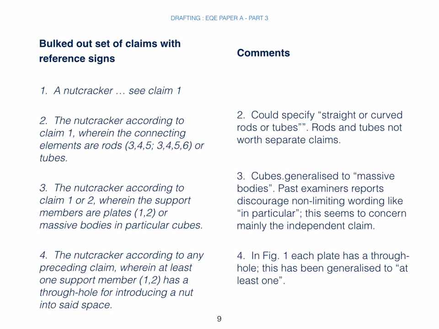We go to claim 3, which reads, the Nutcracker according to claim 1 or 2, wherein the support members are plates 1, 2, or massive bodies, in particular cubes. Note that in my draft claim I had cubes, and I've now generalized this to massive bodies.